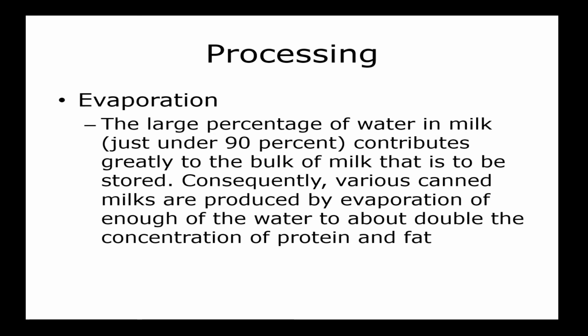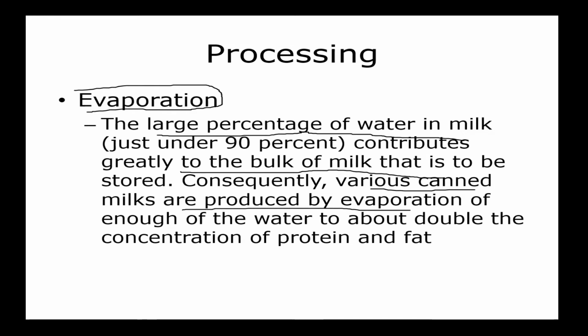Coming to another processing method, that is evaporation. Evaporation is a method in which the large percentage of water in milk, which contributes greatly to the bulk of milk that is to be stored, is removed. Various canned milks are produced by evaporation of enough of the water to about double the concentration of protein and fat. So evaporation is a simple method in which the water content in the milk is reduced, so that it is generally available as canned milk.